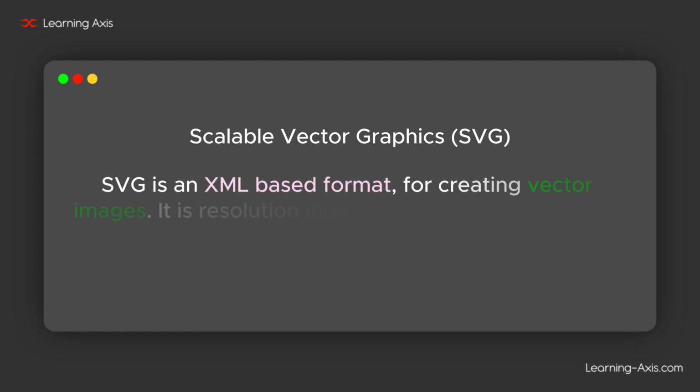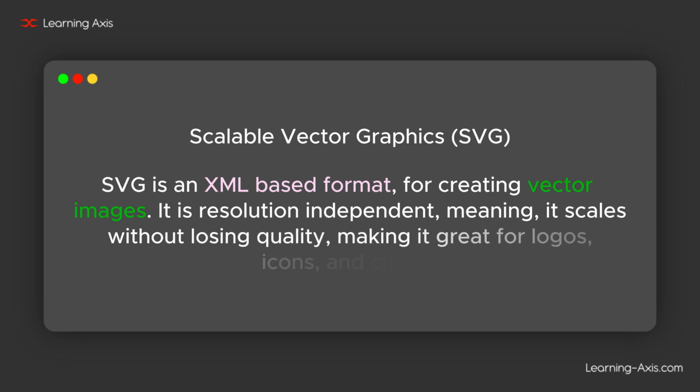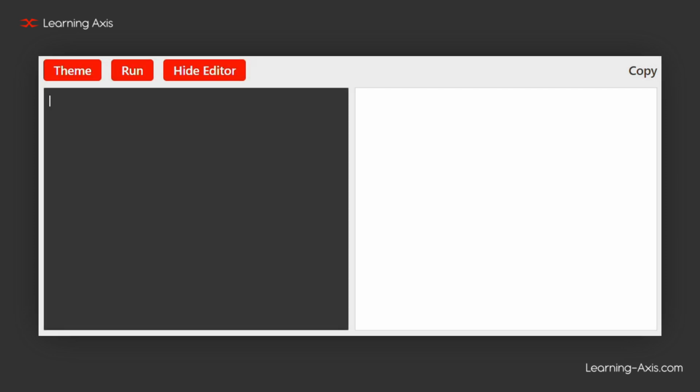Now, let's start with scalable vector graphics. SVG is an XML-based format for creating vector images. It is resolution independent, meaning it scales without losing quality, making it great for logos, icons, and charts. Let's see how to create a simple SVG image of a circle.